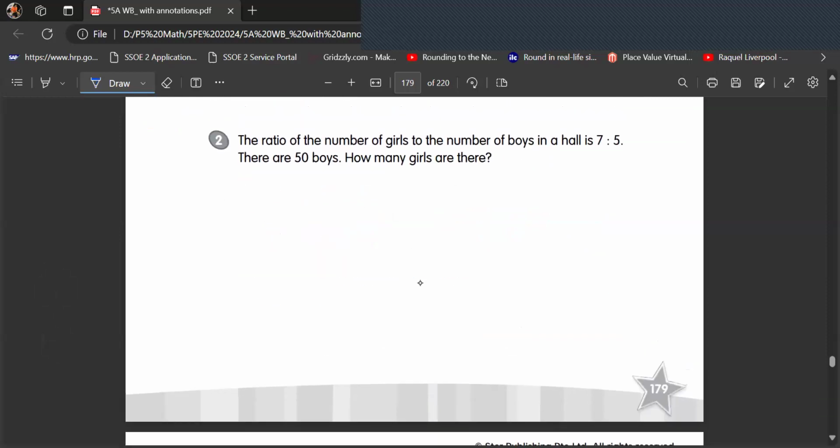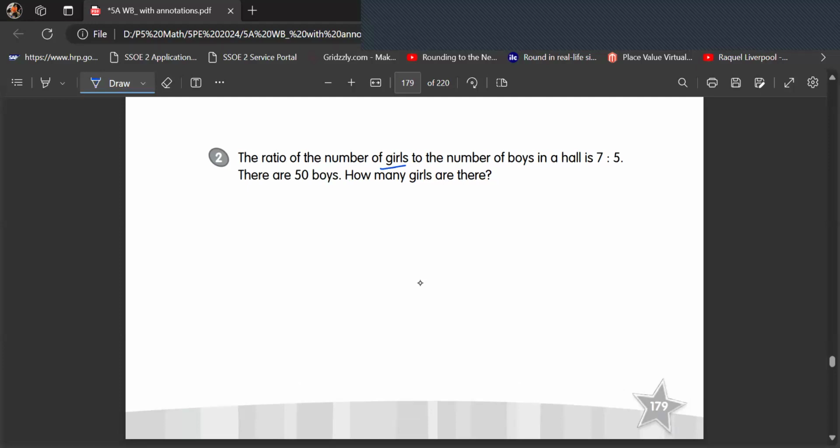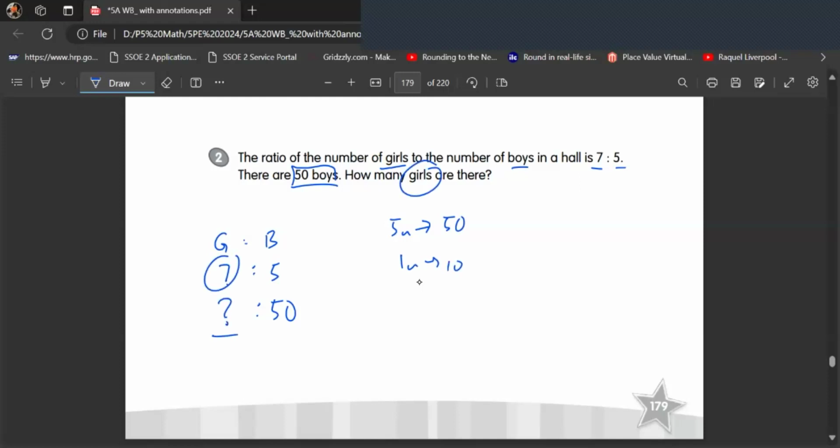This one, again, I don't think it's too difficult. It's like two sentences. It tells you girls and boys, and then 7 to 5, and then you have 50 boys. Pershing says, very quickly he can see 50. So 1 unit is 10, and girls is 7 units. If you can draw a model, good, or you don't have to. I can write the unitary method, or I can just use the ratio method.